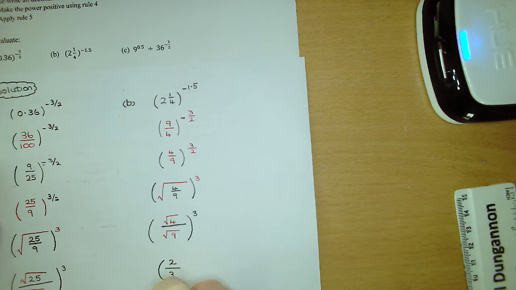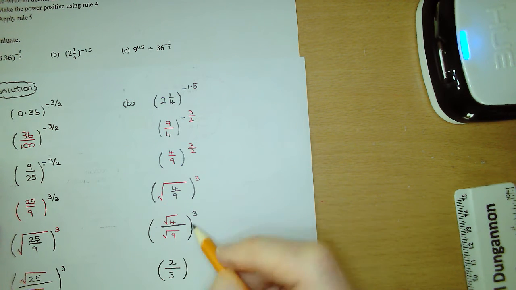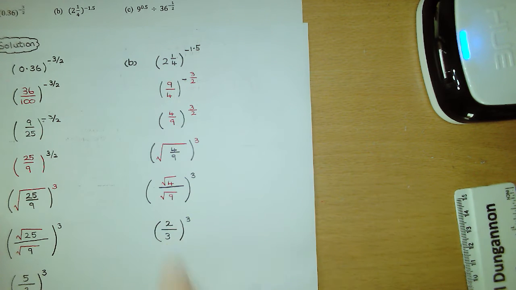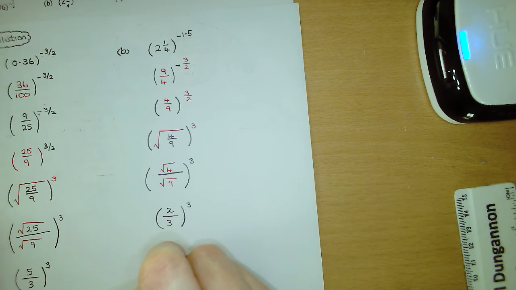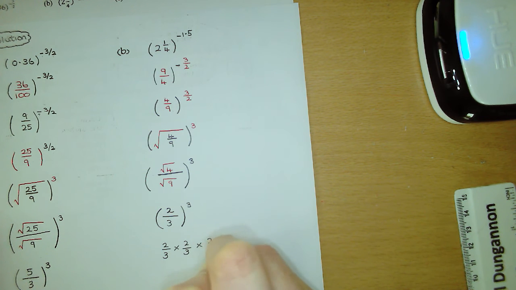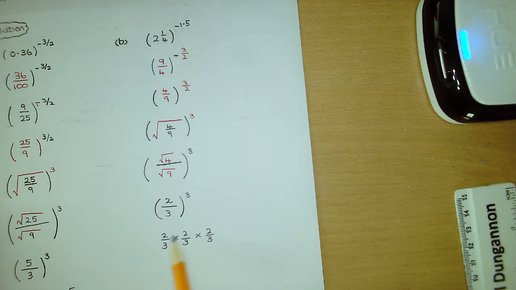Then put our brackets around it, and then copy our power down here of 3. So the base of our indices is 2/3 and the power here is 3. Remember, the power tells you how many bases we're multiplying, so we're multiplying 3 of these 2/3. So that's going to be 2/3 multiplied by 2/3 multiplied by 2/3.